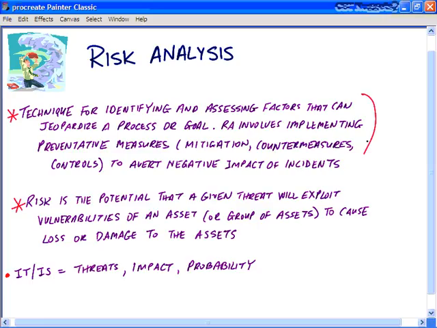The bottom line is this: unless you're going to plan to put into place mitigation techniques and countermeasures and controls to address this risk, then basically the analysis is for nothing. It's for naught, because obviously risk and risk mitigation go hand in hand.